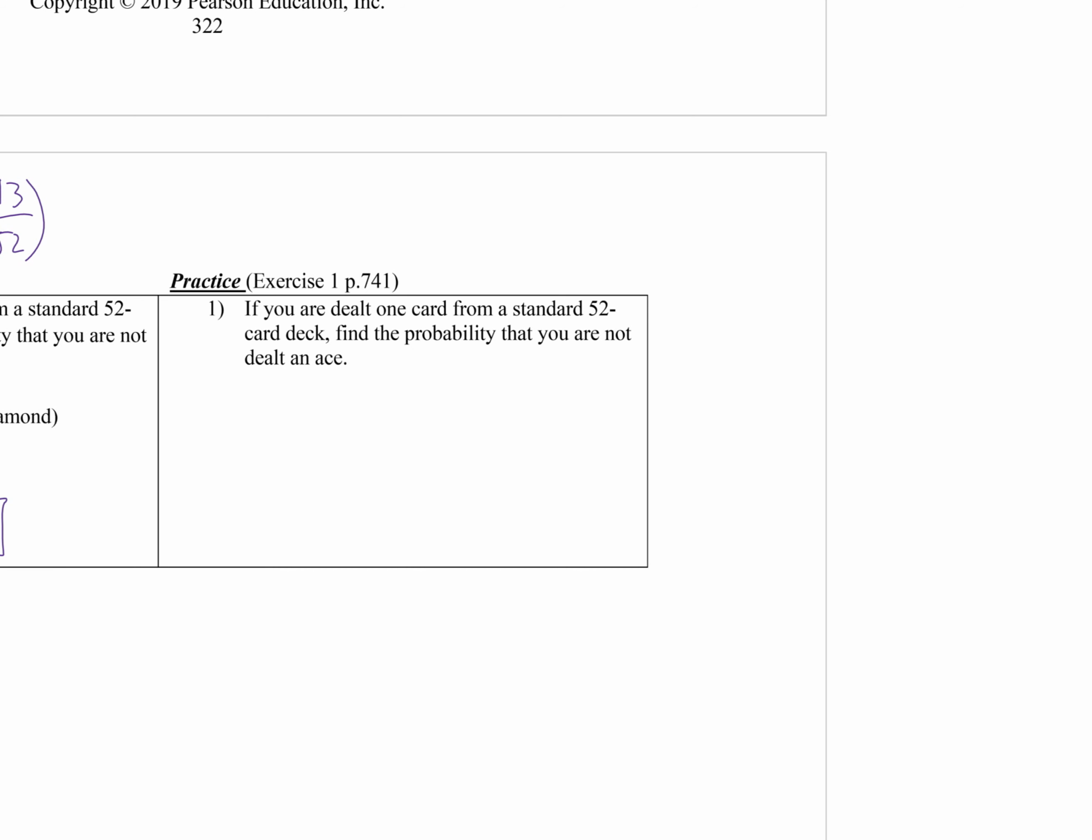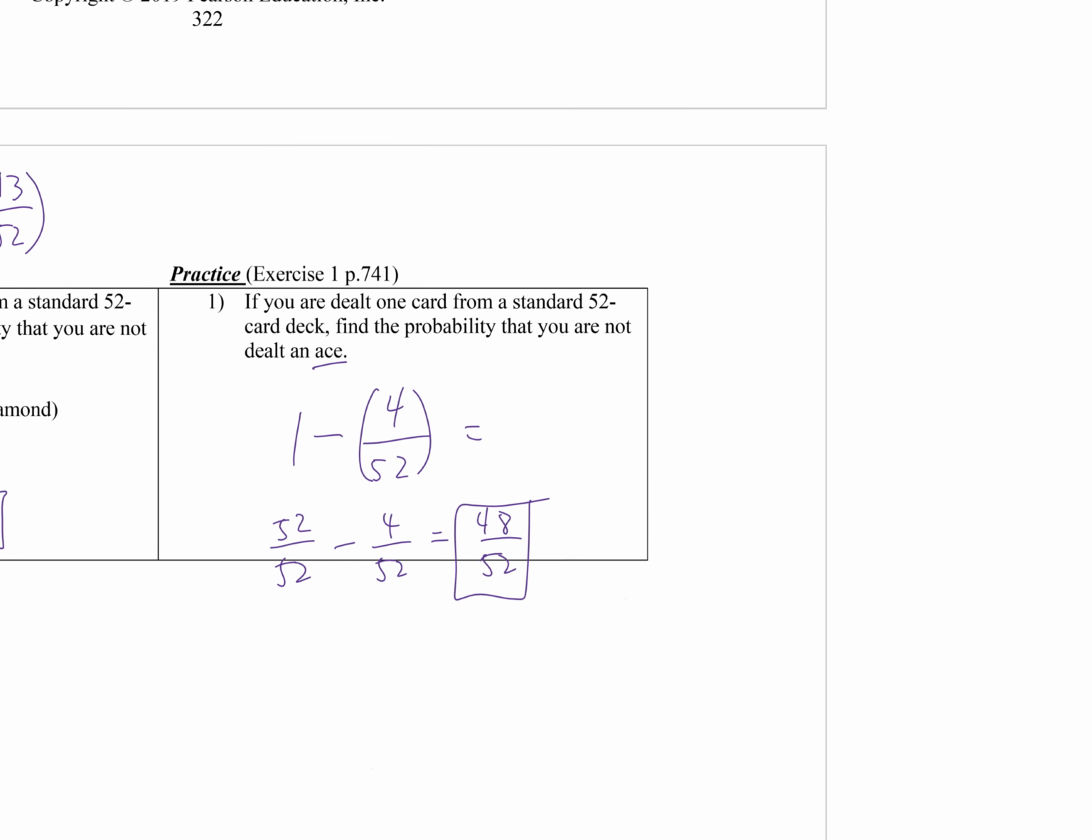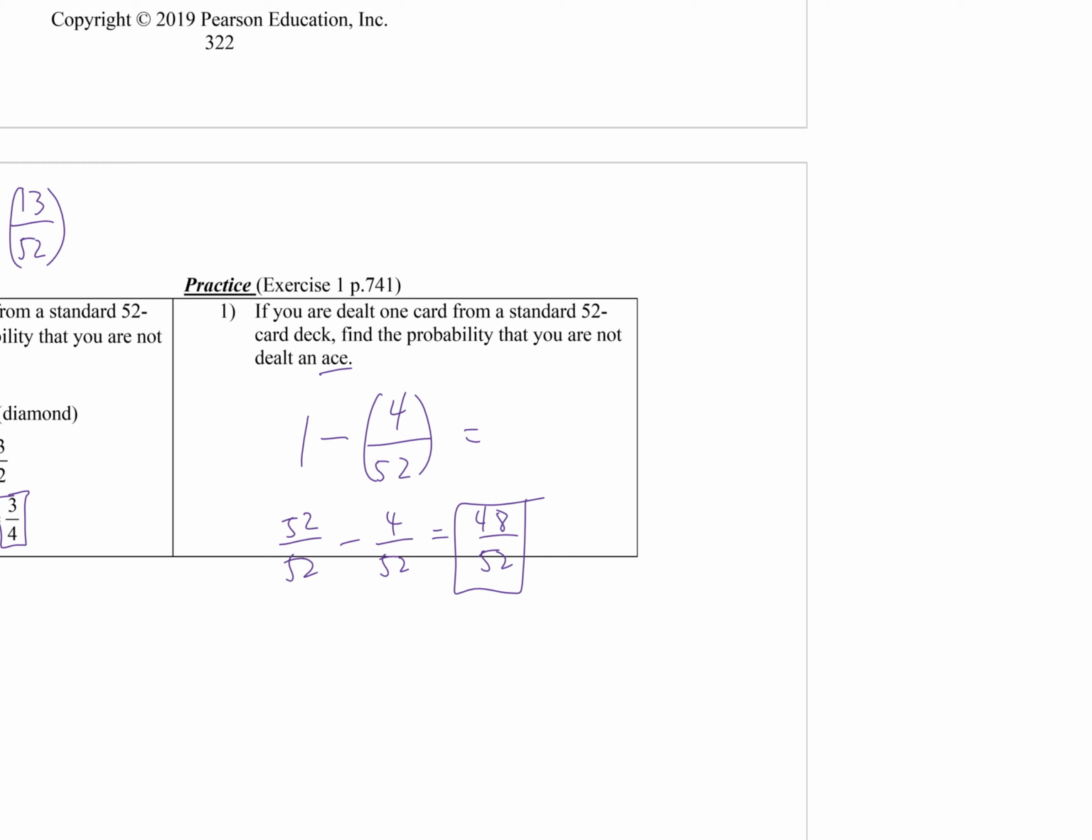So here we go. If you were dealt 1 card from a standard deck of cards, find the probability that it's not an ace. Well, I know there's 4 aces, right? 4 aces out of 52. So the probability of not getting an ace would be 1 minus that because again, it's going to be the complement of it. So complements add up to 1. So if you subtract from 1, you get the other one. So what is this? 1 is 52 over 52, and then minus 4 over 52. That's going to be 48 out of 52. Right? So I won't simplify, I'll leave it like that. Can I simplify? Yes.